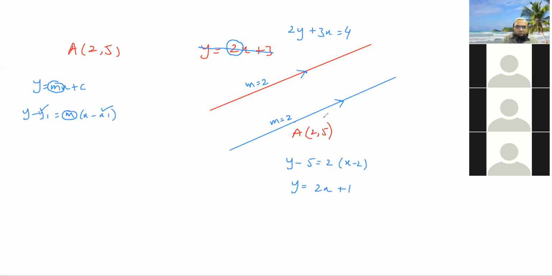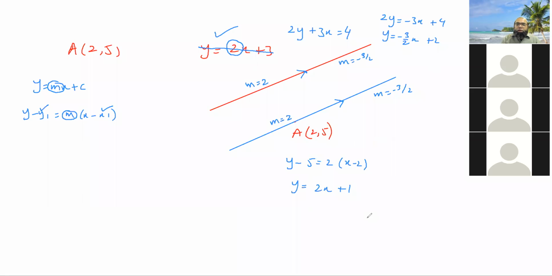We will rearrange the first equation so that it is in the form y is equal to mx plus c. Exactly. While determining the gradient of a line, the line should be written in this form. So we need to rearrange this. This is going to be 2y equal to minus 3x plus 4, and we divide both sides by 2. So we have y is equal to minus 3 over 2 x plus 2. So now this minus 3 over 2 is the gradient. So this line will also have the gradient minus 3 over 2.